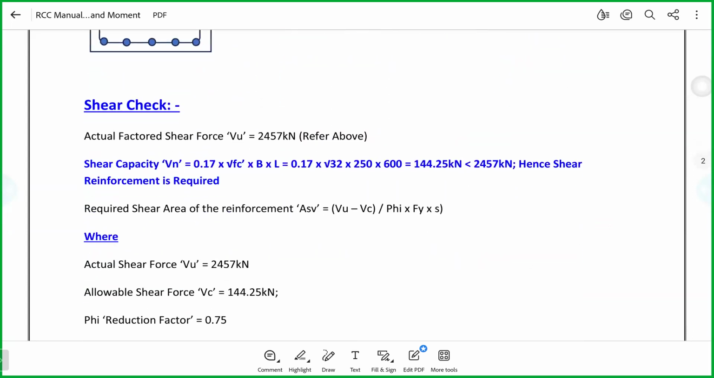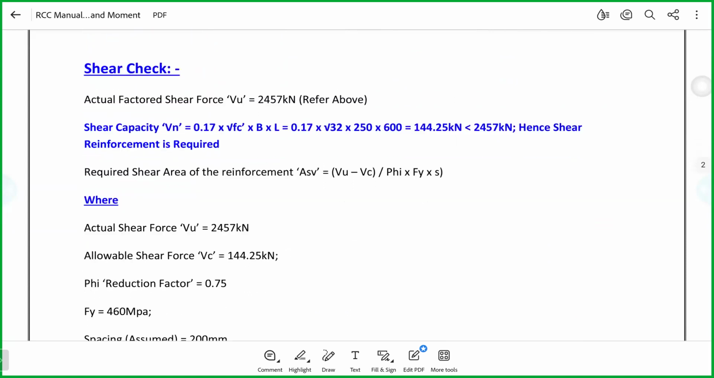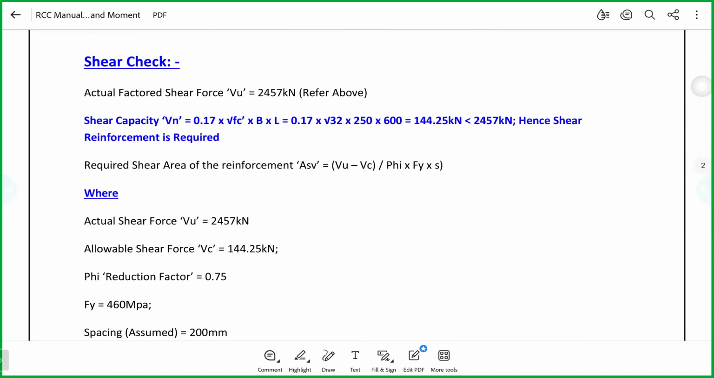Okay, I'm going to the shear check again. In the slab, we did a bending check, we did a shear check, we did a deflection check, right? Here we did the actual capacity instead of bending. Then we go for the shear check. The shear is this actual force, the vertical shear, 2457 kilonewton. And the shear capacity is what? Using the same equation, how much are you getting? 144.25 is the allowable shear. The actual shear is much higher.